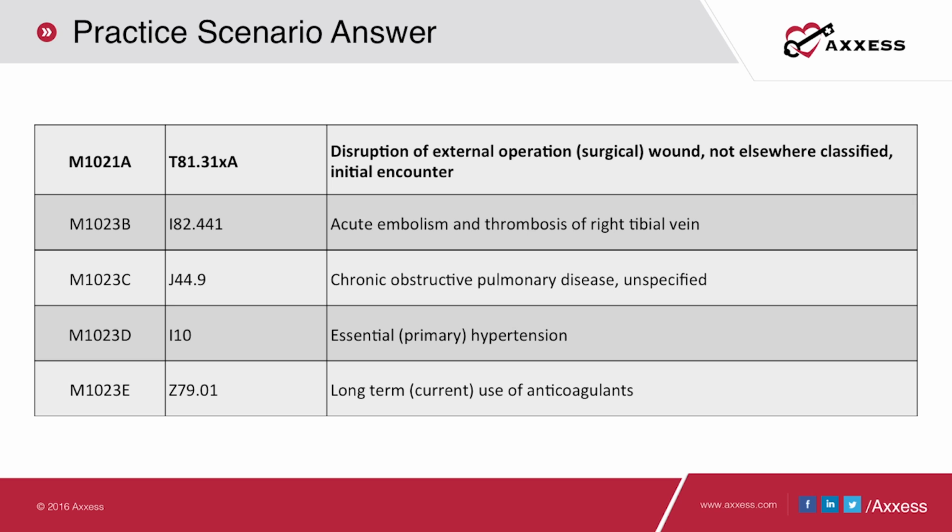That's followed by I82.441, acute embolism and thrombosis of right tibial vein. That's followed by J44.9, chronic obstructive pulmonary disease unspecified, followed by I10, essential or primary hypertension, and then last we have a status code for long-term use of anticoagulants, which is Z79.01.